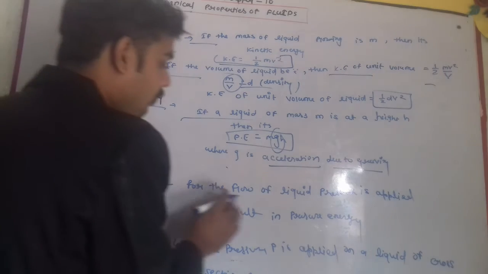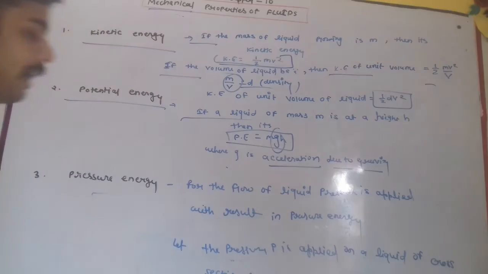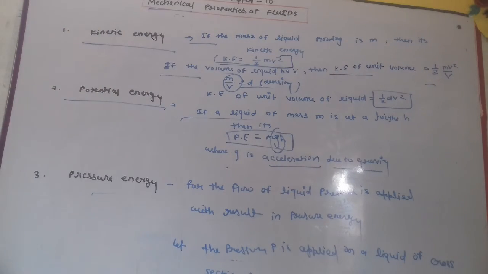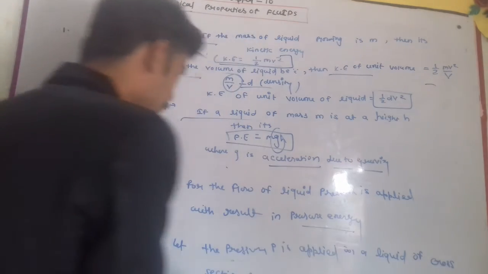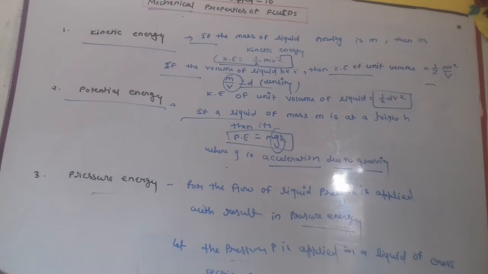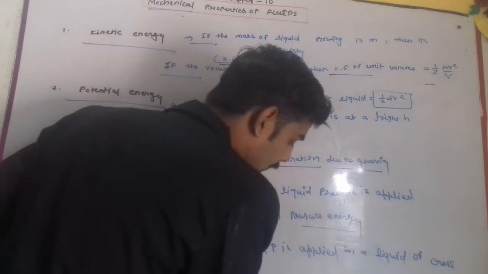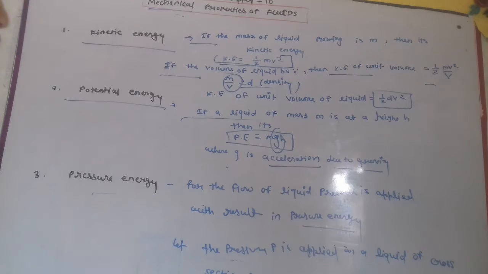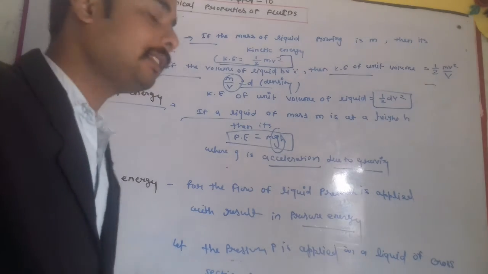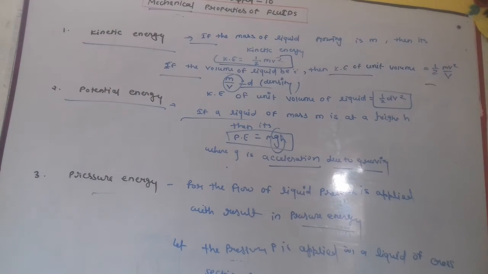Pressure energy: for the flow of a liquid, pressure is applied, which results in pressure energy. Let the pressure P be applied on a liquid of cross section A. So the liquid flows through a distance x, and the pressure energy is represented by P. So that is our energy.